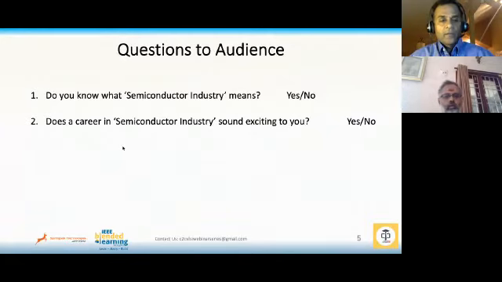Dear participants, please answer the first question. Do you know what semiconductor industry means? Kindly go for it. Yes or no? I request all the participants to share their views. Everybody participate, share your opinion. Nothing wrong about it if you don't know. We are here to discuss and explore.